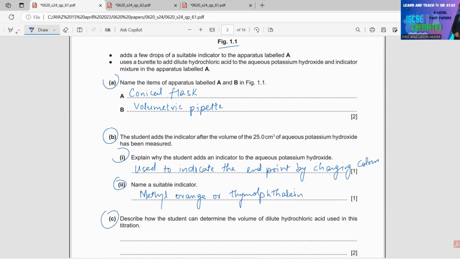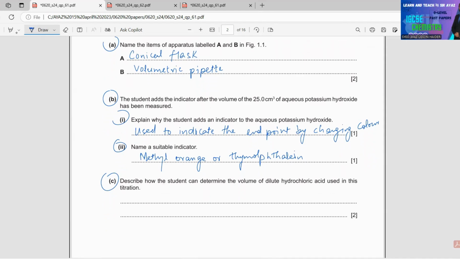Describe how the student can determine the volume of dilute hydrochloric acid used in this titration. Definitely, students need to note down the initial and final burette readings. Then, in order to get the volume used, the student needs to subtract the initial reading from the final reading. So you write, note down initial and final burette readings.